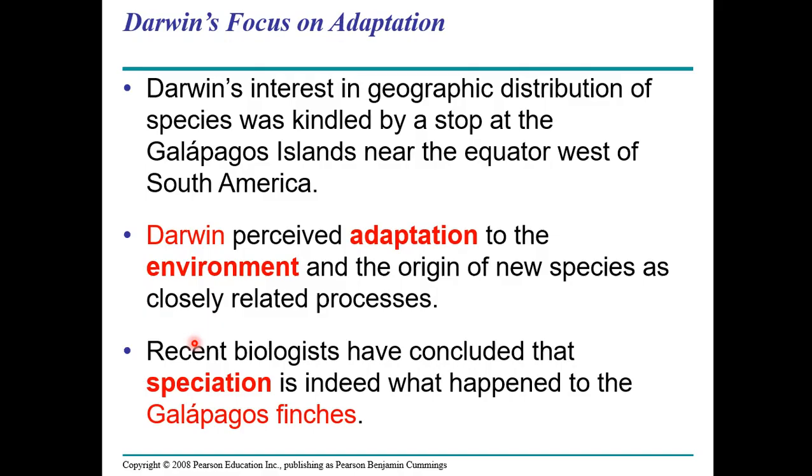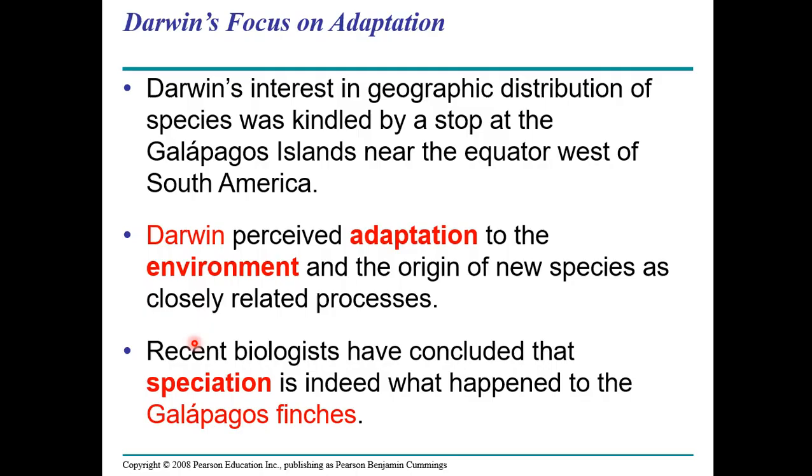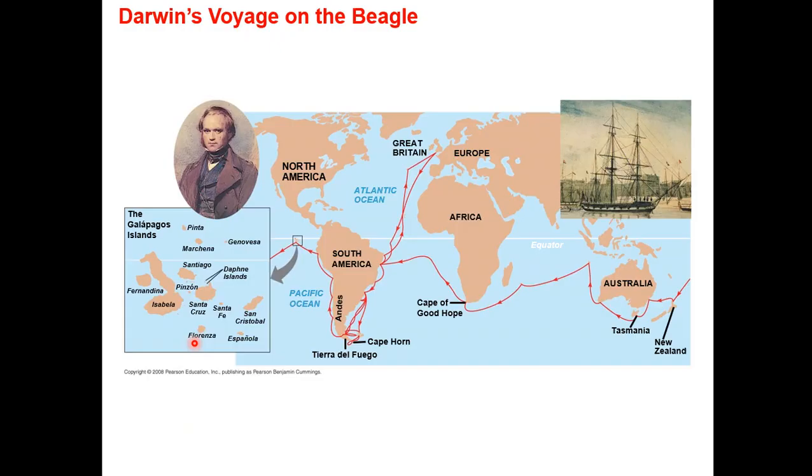So, Darwin's interest in geographic distribution of species was piqued by a stop at the Galapagos Islands. So, dyan nag-end yung kanyang travel. Okay? So, near the equator, west of South America. So, dyan po makikita yung ano, ha?